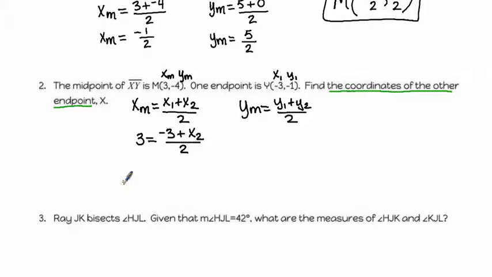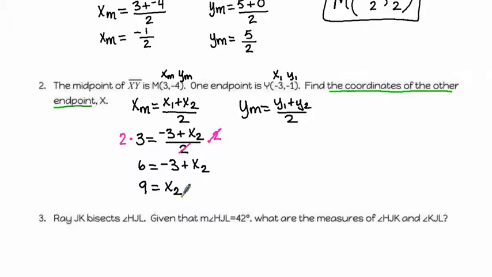Now, in order to solve that, to get x sub 2 by itself, we're going to have to first start by multiplying by 2 on both sides to undo this division by 2. So those are going to cancel each other out. And we'll be left with 6 equals -3 plus x sub 2. Add the 3 to both sides. 6 plus 3 becomes 9 equals x sub 2.